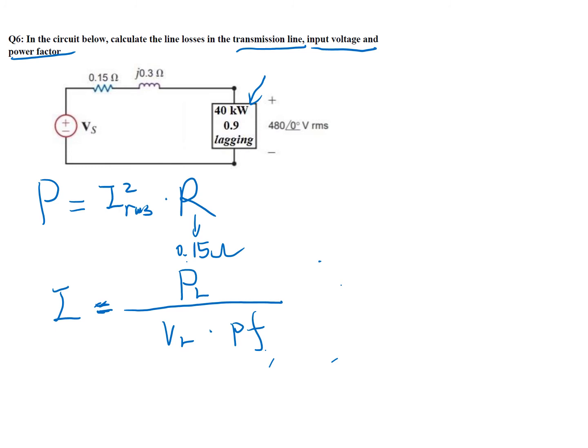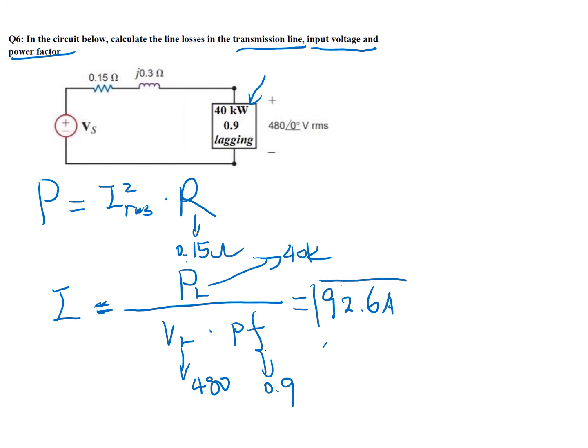And we know that the power is 40k watts and the voltage is 480. The power factor is 0.9. So we substitute all these values and we get the root mean square value for the current is 92.6 amps. So we find the current flowing through the line.